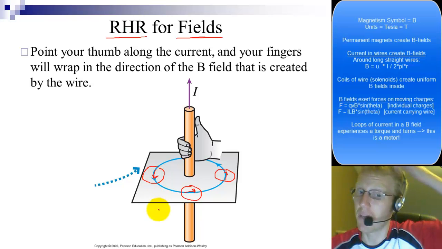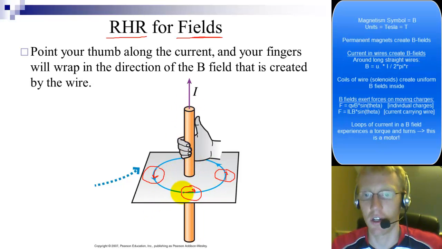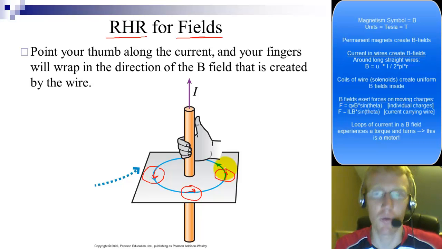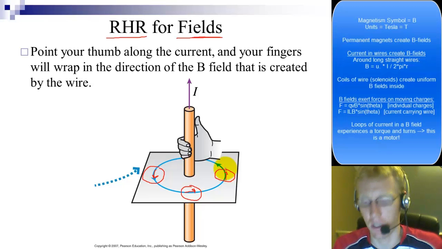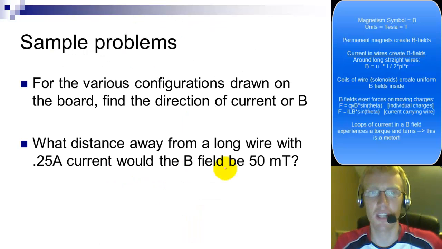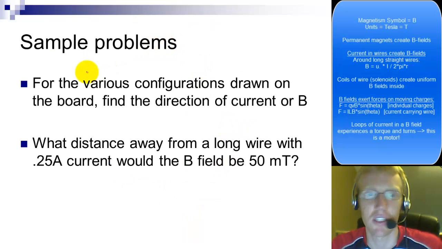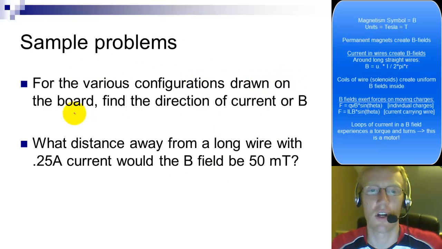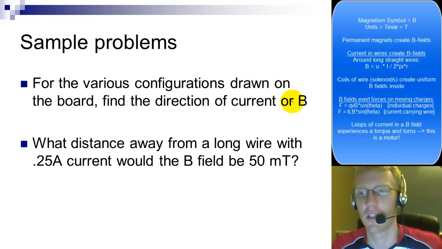So the compass will enable you to find the direction of the current as well. If you put the compass down around it, you can tell by thinking of this backwards whether the current was going up or down in a wire. Okay, let's take a couple sample problems and see if we can make any sense of this. For the various configurations drawn on the board, find the direction of the current or the magnetic field.